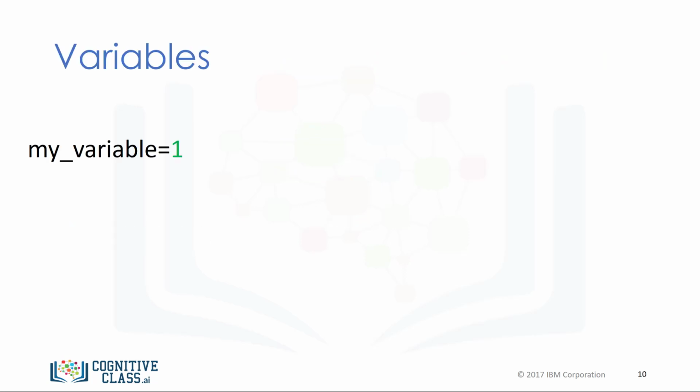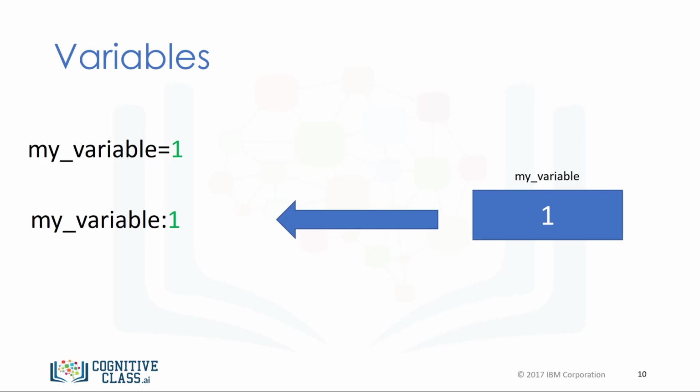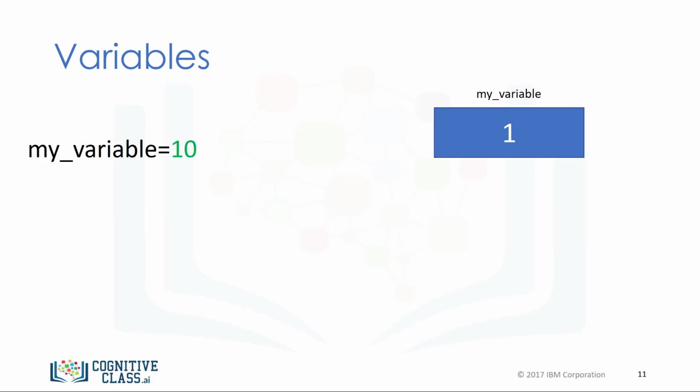We can use variables to store values. In this case, we assign a value of 1 to the variable my_variable using the assignment operator, i.e. the equal sign. We can then use the value somewhere else in the code by typing the exact name of the variable.